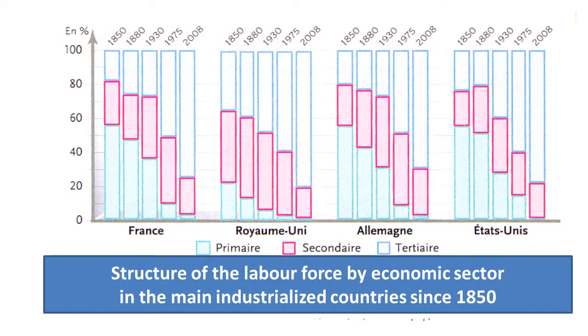Indeed, if we have a look at this bar chart about the labor force structure by economic sector, so basically farmers, industrial workers in red, and people working in the services, we can see that at the beginning of the 20th century, Britain was still more industrialized than France.